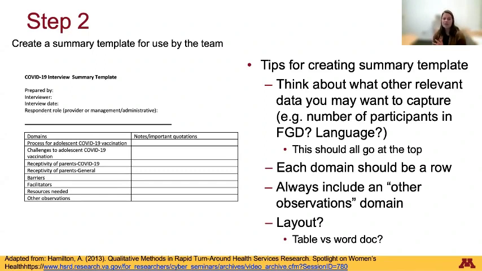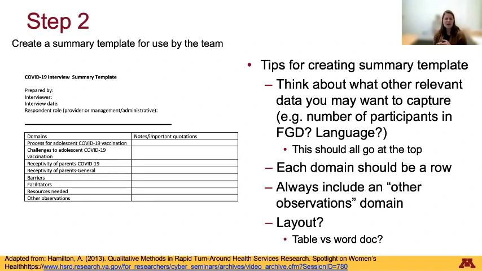So I like to spend a long time thinking about how we're going to create this summary template and what kind of information we want to make sure that we're pulling out from each of the data collections that we are going to be looking at. So again, I've included my example on the left. I always do this, and best practice, I think, is having the top half of this document be almost like metadata. So I always include who prepared the summary template here, who the interviewer or focus group facilitator was, what the interview date was.